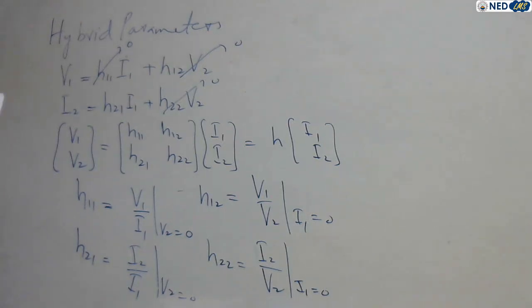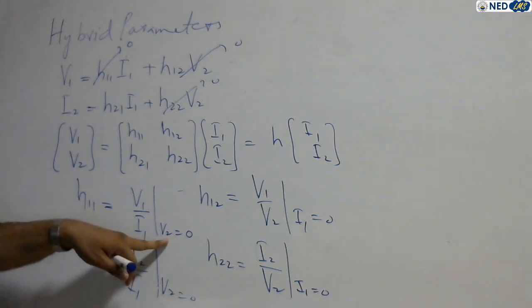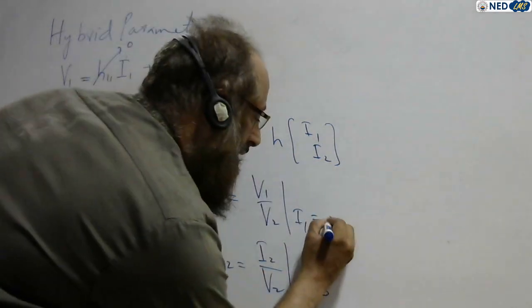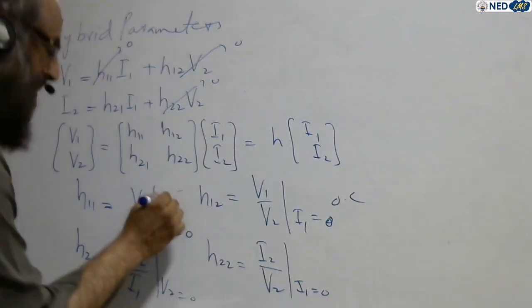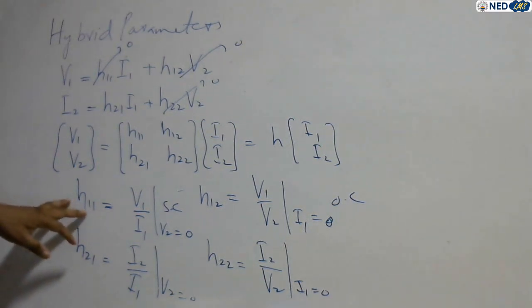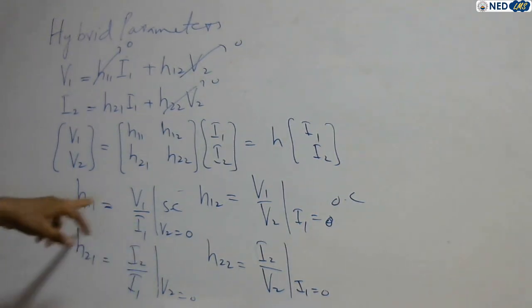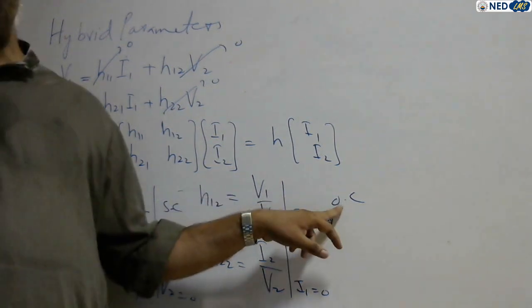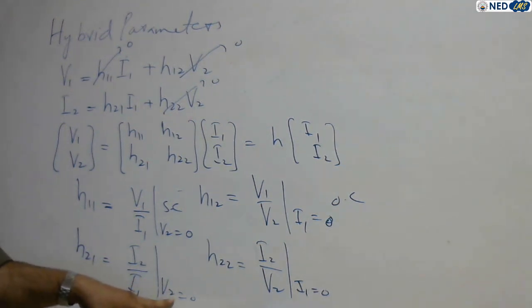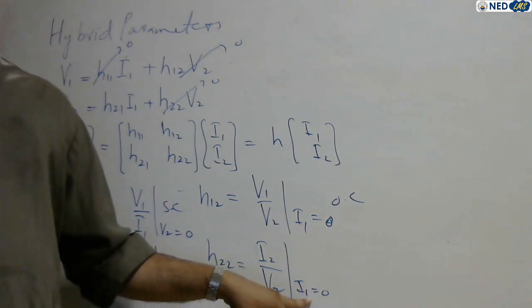V2 equals 0 means short circuit: you short circuit the output terminals. I1 equals 0 means you open circuit the input. Current 0 means open circuit, voltage 0 means short circuit. So when you want to calculate H11, you short circuit the output side, V2 equals 0. For H12, you open circuit the input side, that is current 0. For H21, you short circuit the output side, V2 equals 0. For H22, you open circuit the input side, that is current 0.